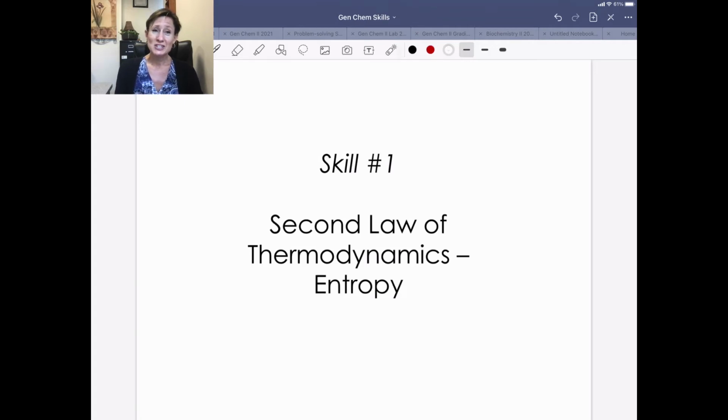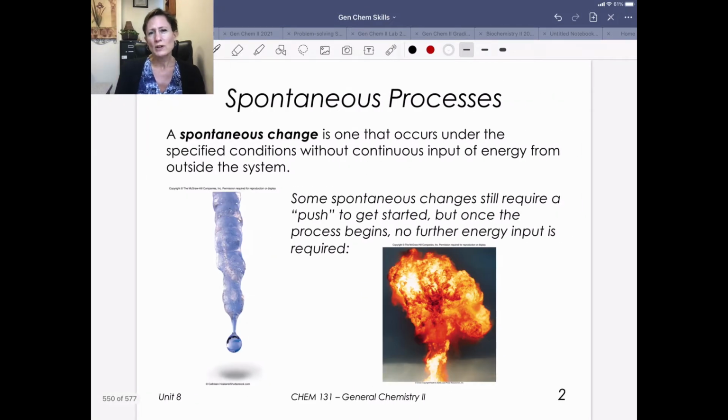So after finishing some intense learning units on equilibria, we return to some more qualitative pieces and then quantitative pieces that deal with energy. So more concepts on thermodynamics. The first skill in this learning unit is on the second law of thermodynamics, which deals with the concept of entropy. So we're also going to learn about what makes a process spontaneous and thinking about reaction spontaneity.